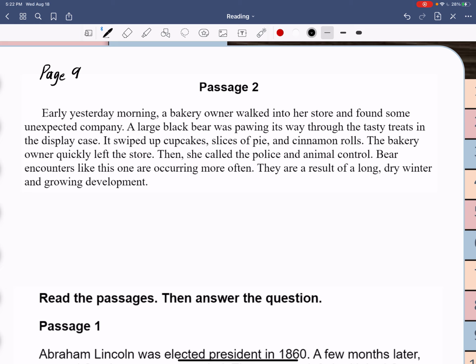Okay, this one is a little bit trickier to identify. For one thing, there are lots of sentences here. This is a little bit more than we've been seeing. So let's approach it the way we always do. Let's do topic and main idea. And then we're also going to identify text structure.